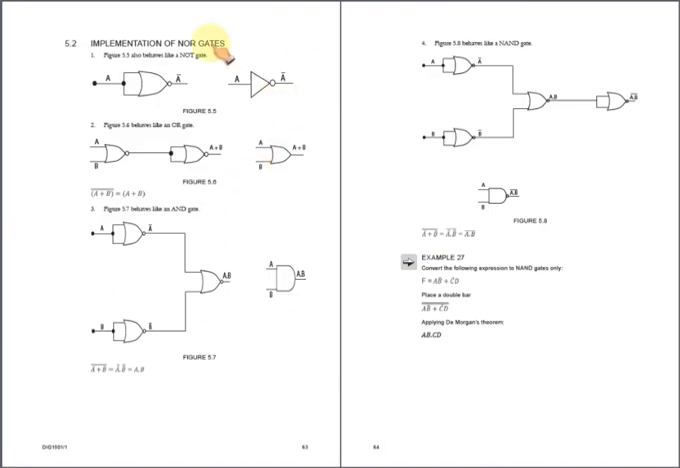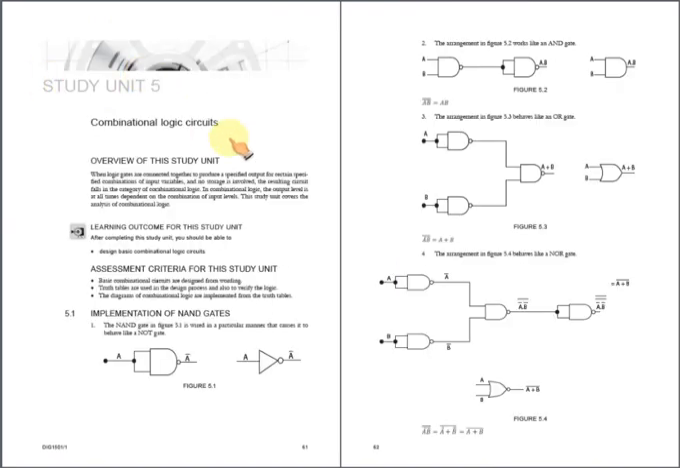You can do the same with OR gates. It basically works in the same way. If you wire it to itself, then it inverts.